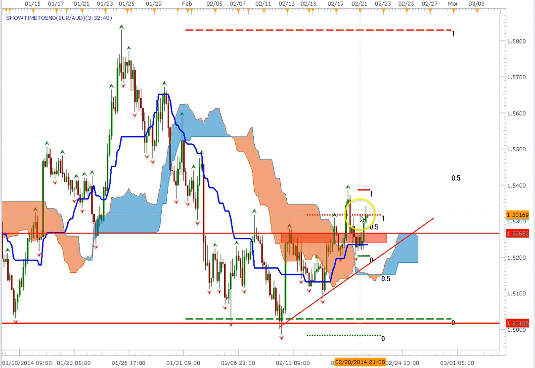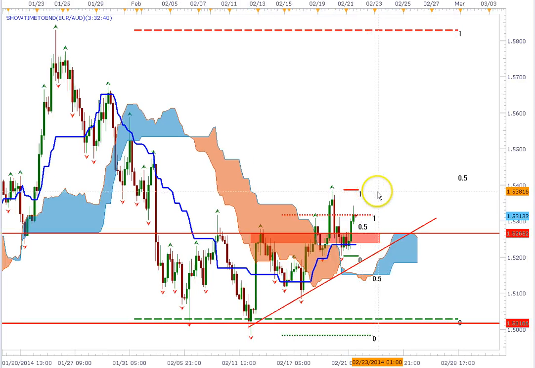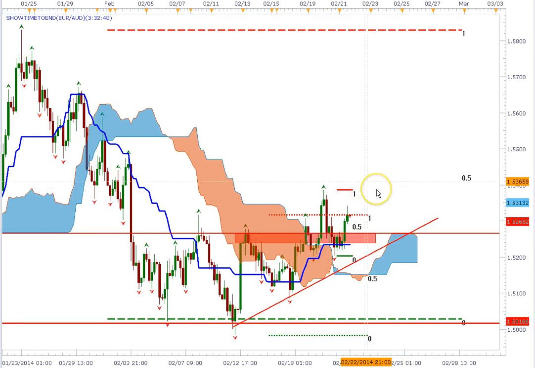All right, so this is long-term trading here. This isn't going to happen overnight. This is going to happen over days or weeks.